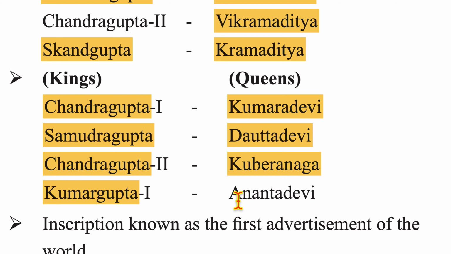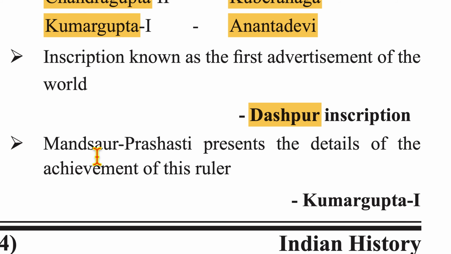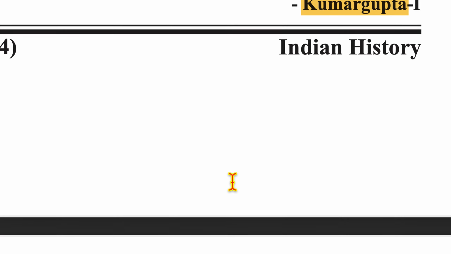Gupta I, Ananta Devi. Now, the inscription known as the first advertisement of the world is the Dashpur inscription. The Mandsaur Prasasti presents the details of the achievement of this ruler, and the ruler was Kumar Gupta I.